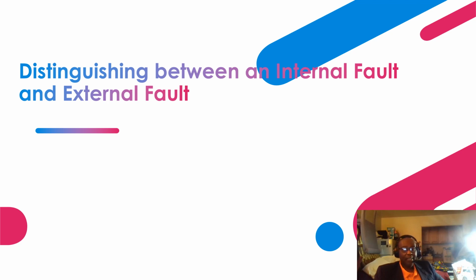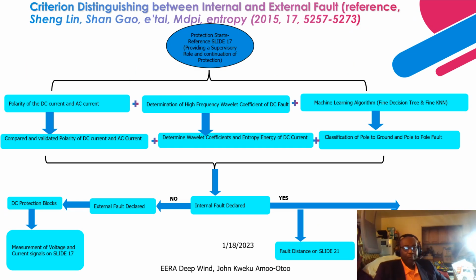Next is distinguishing between an internal fault and an external fault. The next slide is a flowchart that tells you how to distinguish between an internal and an external fault. As protection starts, continuing from the protection scheme from slide 17, I'm utilizing the polarity of the DC current and the AC side current, the wavelet coefficient of the DC fault, and also my machine learning algorithms. I validate the polarity of the DC current and the AC current, then the wavelet coefficient, and also the fault classification. Then I declare an internal fault.